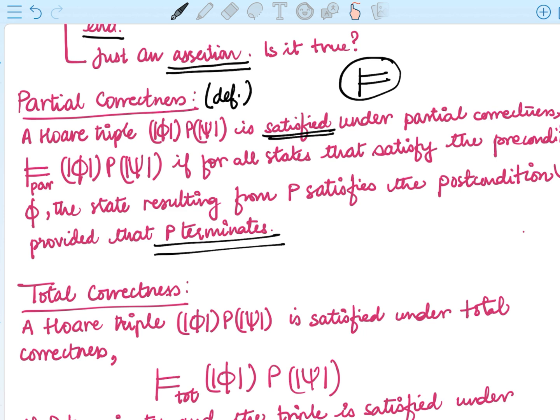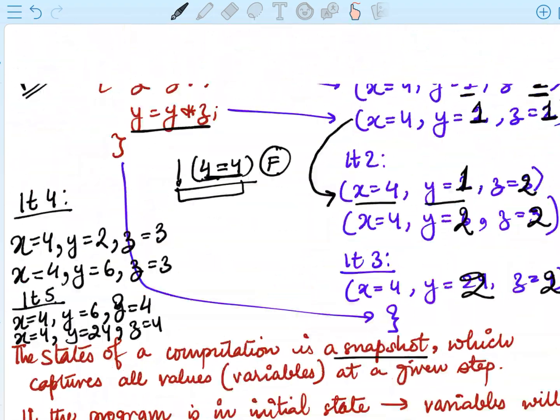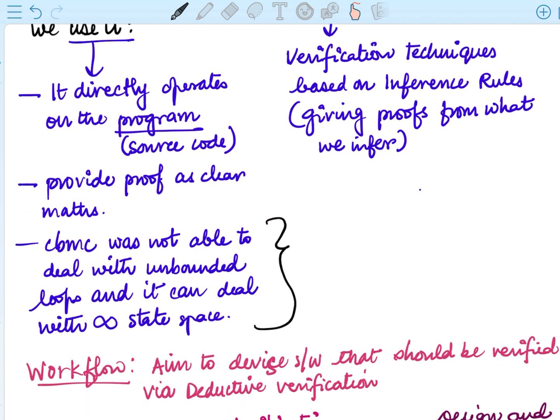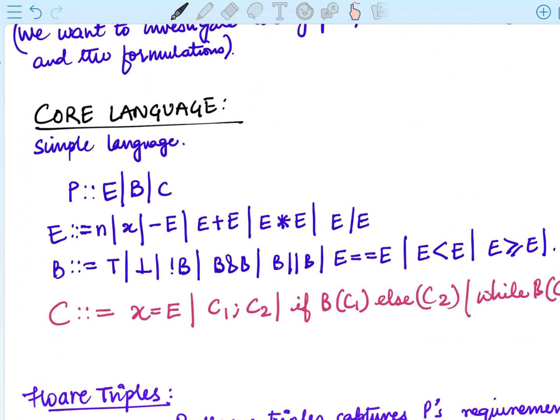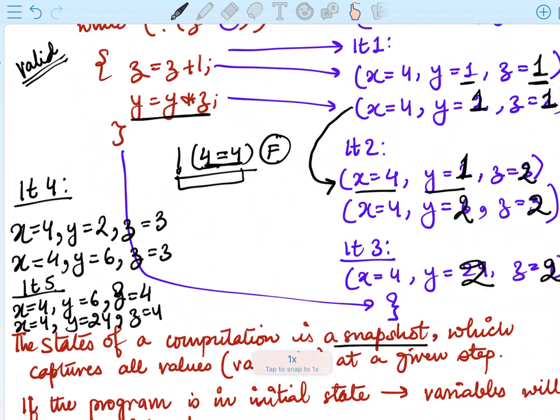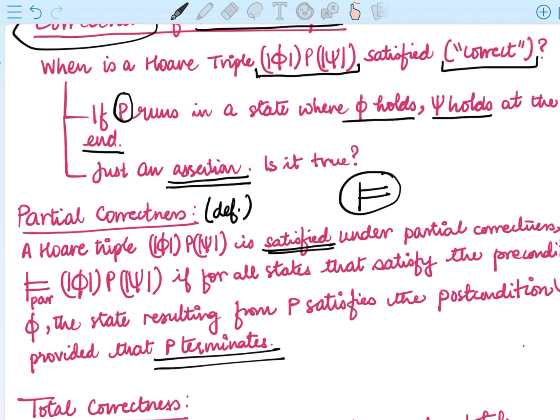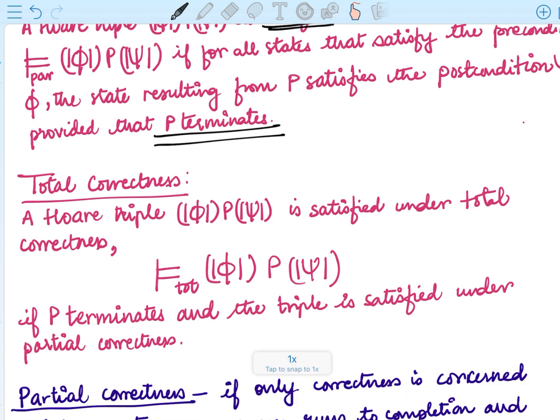There are loops. If you remember when we were talking about why we need deductive verification, in the starting you said that it can deal with infinite state space. There can be unbounded loops as well, and for those unbounded loops, sometimes the program will not terminate. But in partial correctness we assume that our program will eventually terminate. Here what we are targeting is that the program should give the correct result, not whether it is terminating or not. But when we move to total correctness, termination becomes really important.